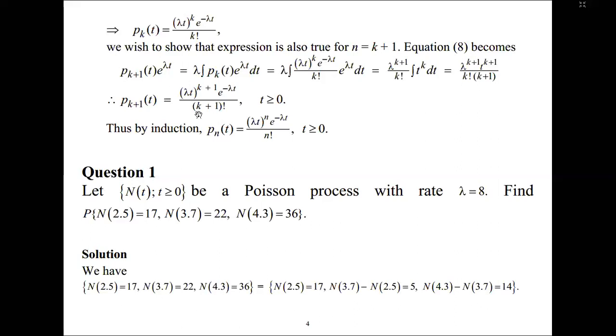So therefore, by induction, it has been shown that P of n, the probability that n events occur in the interval 0 to T, is given by this Poisson distribution. I don't know if you get it. Where lambda is the rate at which the event occurs in unit time.